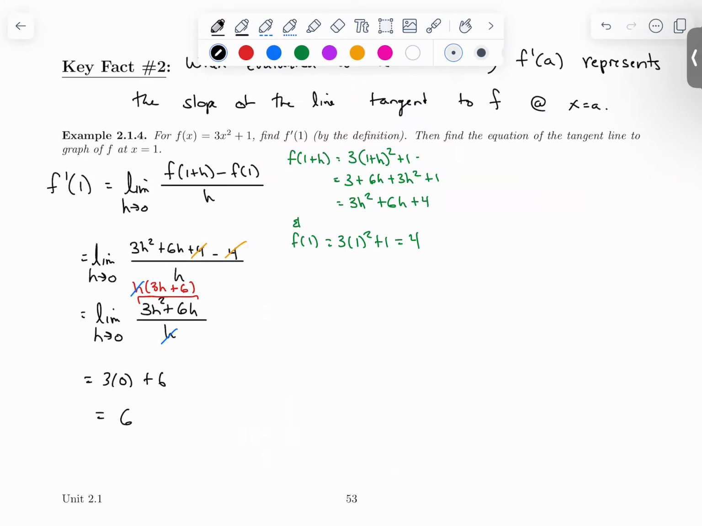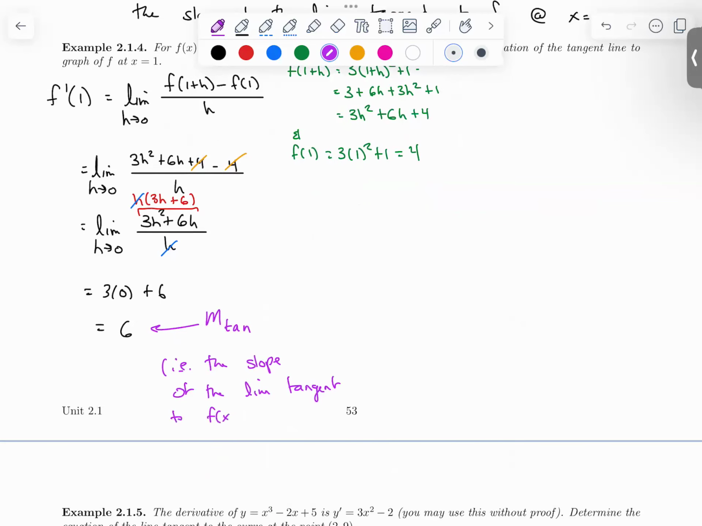Oh yes, Louis. So that 6 is the slope of the tangent line at the value 1. Exactly right. Hopefully everyone heard what Louis said. If not, let's use purple. This is m sub tan, i.e. the slope of the line tangent to f of x equals 3x squared plus 1 at x equals 1. That's the slope of the tangent line.